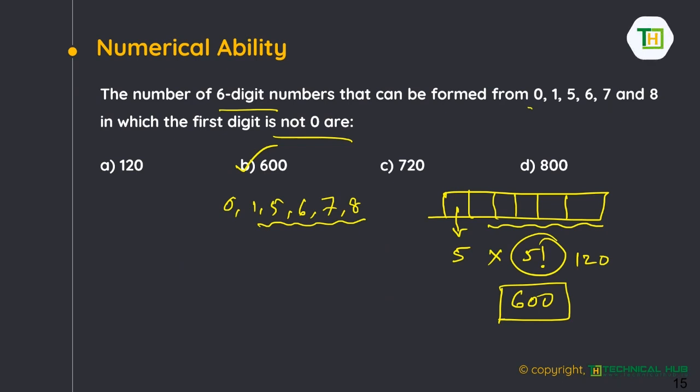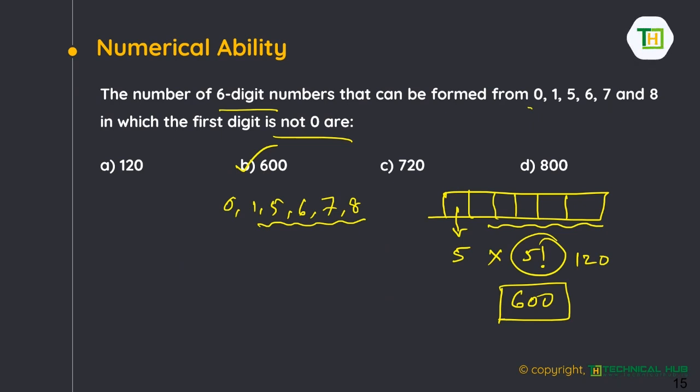Number of ways in which a 6-digit number can be formed is 600. Option B. Initially, the first digit cannot start with 0, so the first digit can be placed in 5 ways: any of the digits from 1, 5, 6, 7, 8. Among those 5 digits, any digit, 5 possible cases.